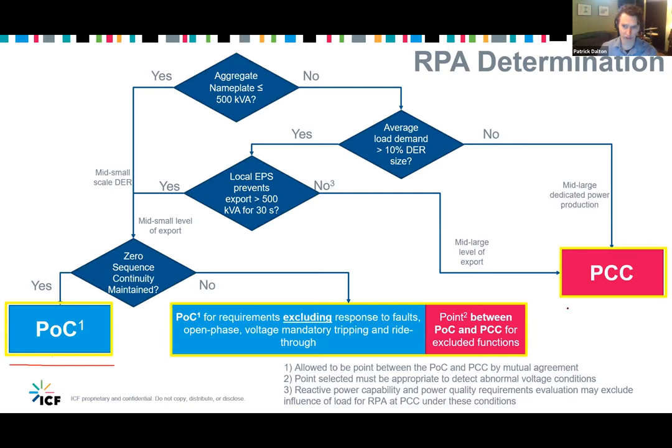If it's a larger unit or there's a lot of load on site, so there's commingled load and generation, the point of DR connection is the reference point. If it's a large generator without load commingled, so it's a fairly small amount of load, it starts to look almost like a dedicated power production facility, like a generator, sometimes called front of the meter, but kind of a standalone, maybe larger generator whose sole purpose is to inject power into the grid, or that's the primary purpose.